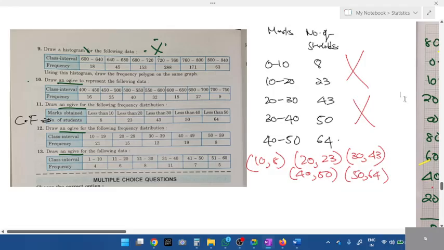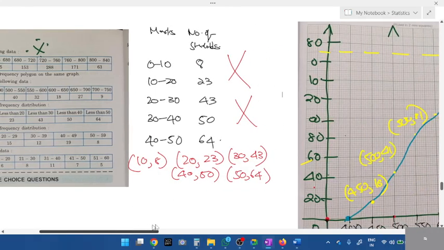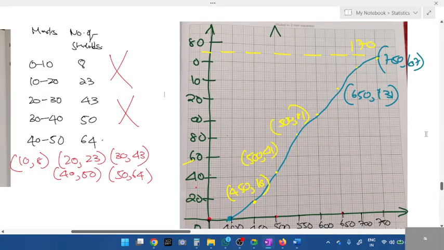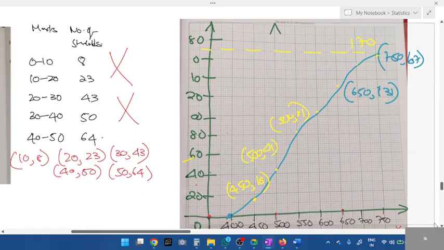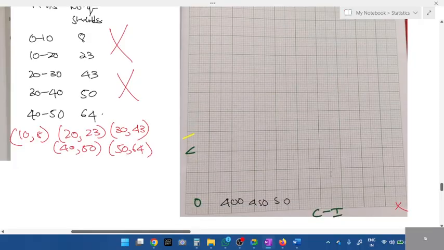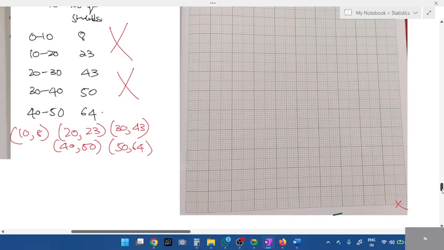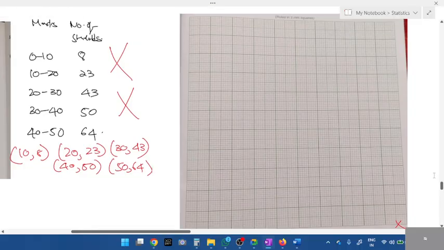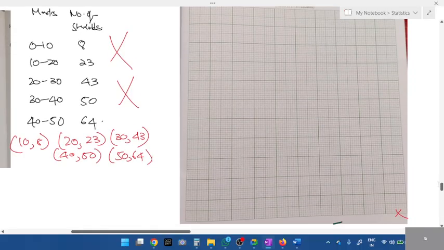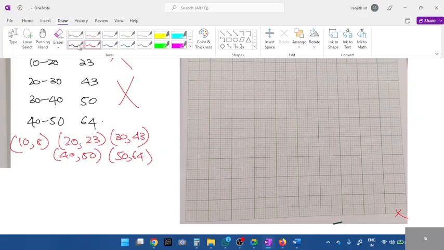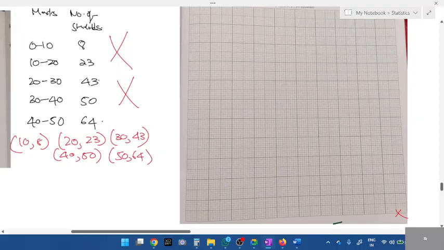Okay, so whenever a less than value is given, it is always a cumulative frequency value. Never convert it. Don't convert. Do it as it is. Zero to 10, 10 to 20 is given.